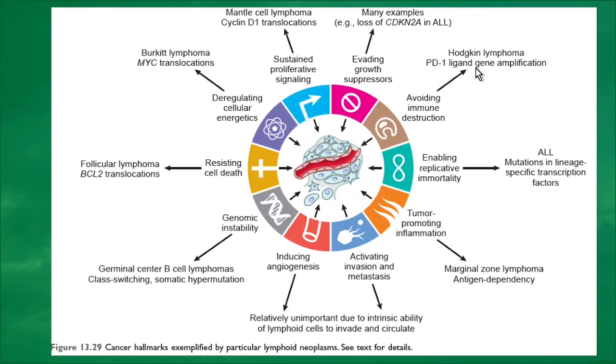Hodgkin lymphoma, PD-1 ligand gene amplification. So they'll avoid immune destruction. This is important in therapy of Hodgkin also, because some resistant Hodgkin can be treated with PD-1 inhibitors, which will increase immune destruction of RS cells in Hodgkin. Mantle cell lymphoma, cyclin D1, it's important. It increases proliferative signaling. Burkitt's, we have seen MYC translocation. Follicular lymphoma, of course, BCL2. It prevents apoptosis.